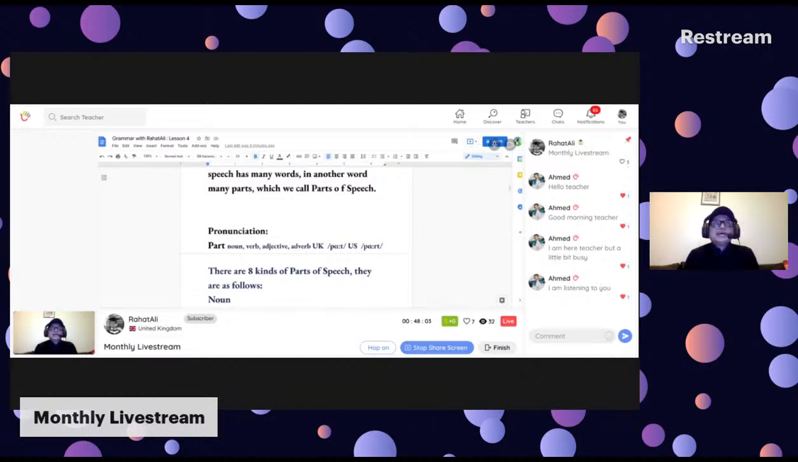So this is the importance of learning grammar. If you know about a word, possibly you can identify what class or which kind the word is. Like this word part, as I said, may be used as a noun, may be used as a verb, may be used as an adjective, or may be used as an adverb. So this is how grammar teaches us.